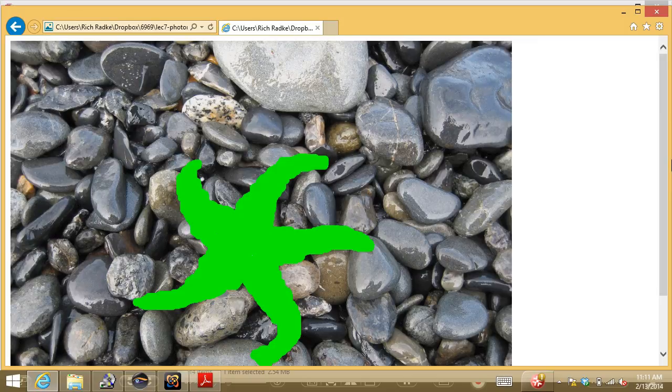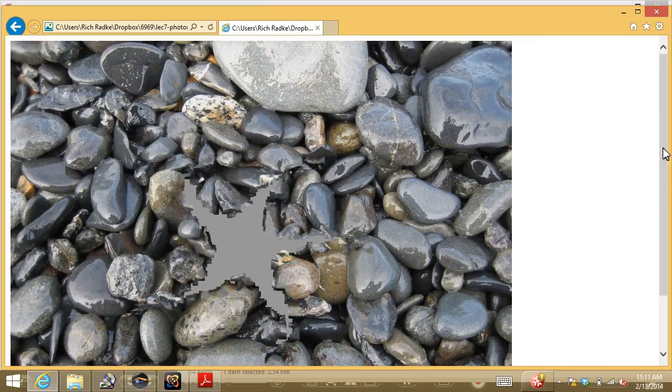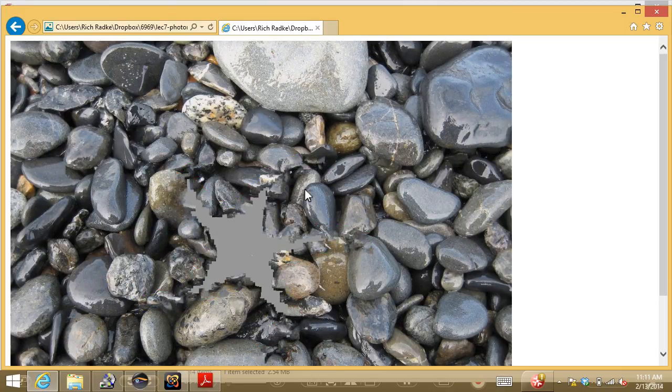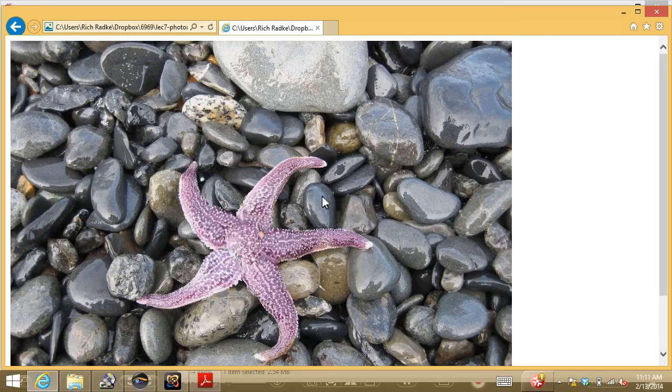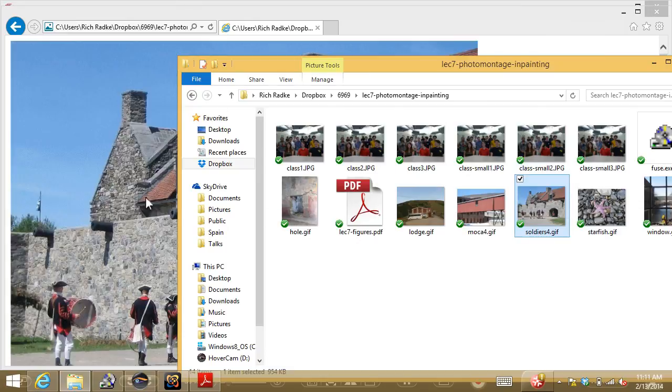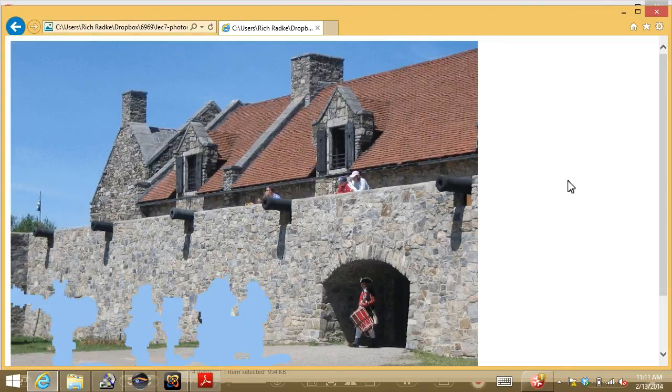But, you know, there's definitely nothing to complain about for big regions of this, right? So if you look at this starfish arm here, the stuff that gets put behind the pixels here, I think it looks pretty decent. Let's look at what else we got. So this is at Fort Ticonderoga. So I want to get rid of these soldiers.